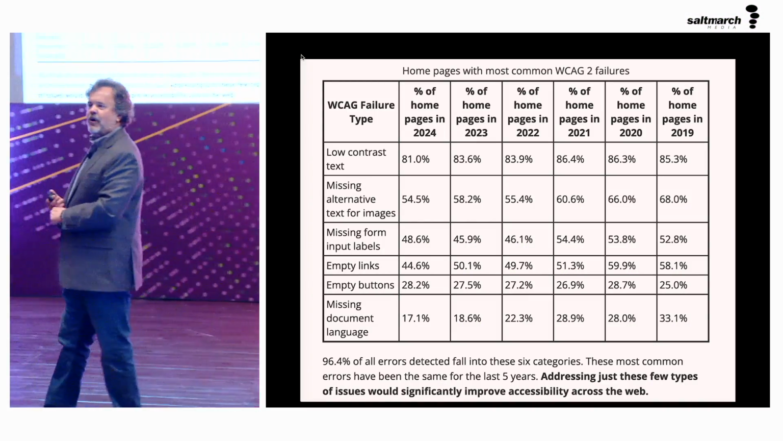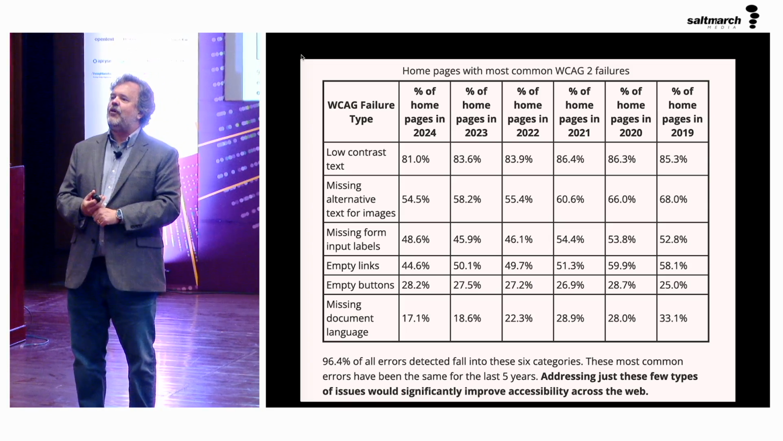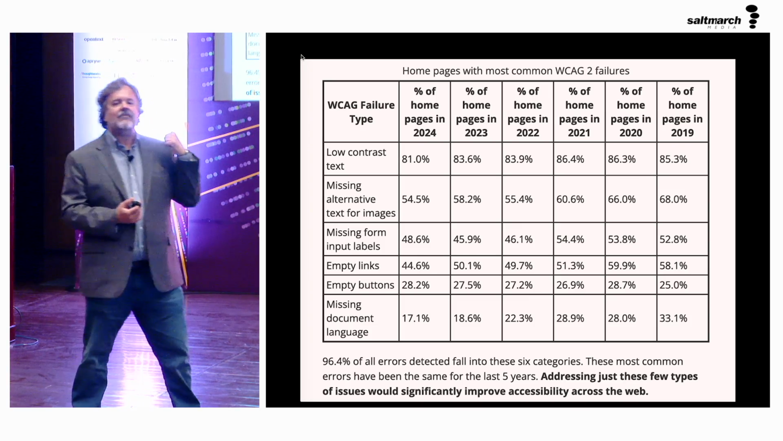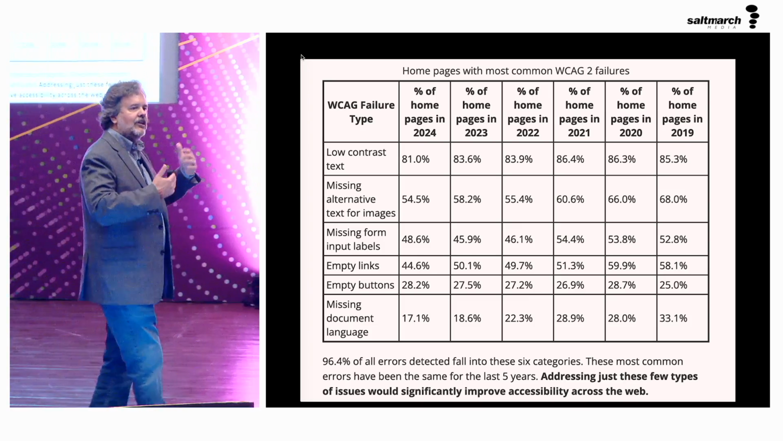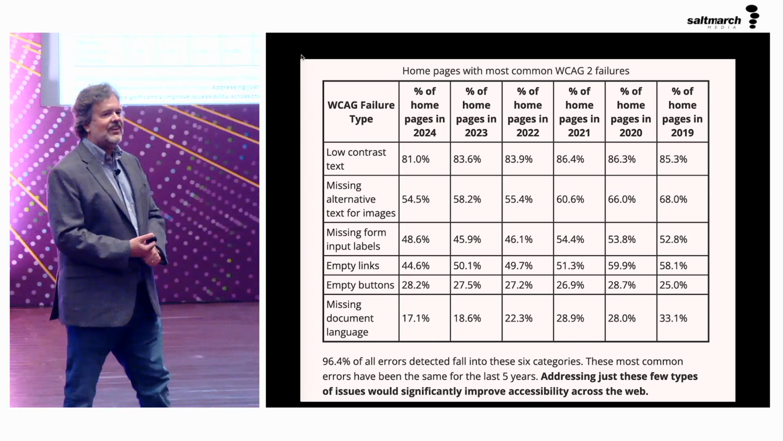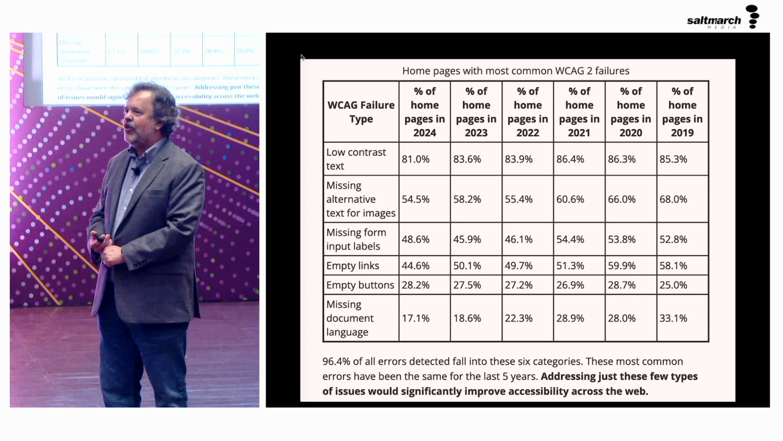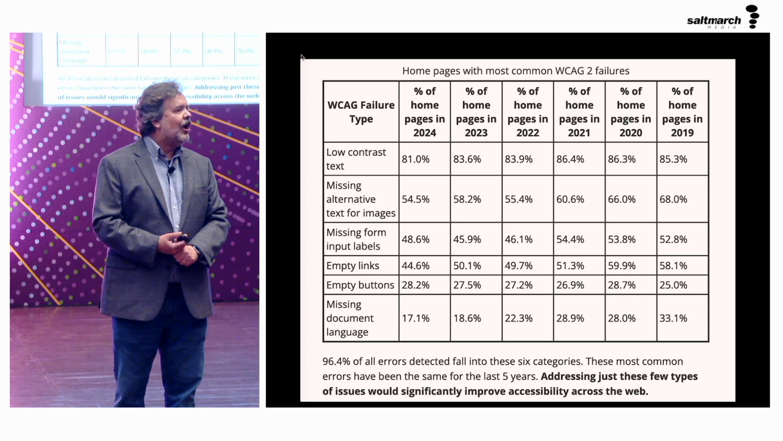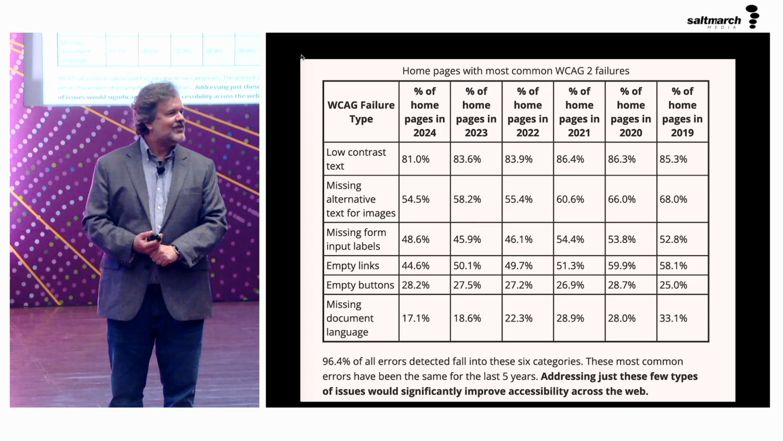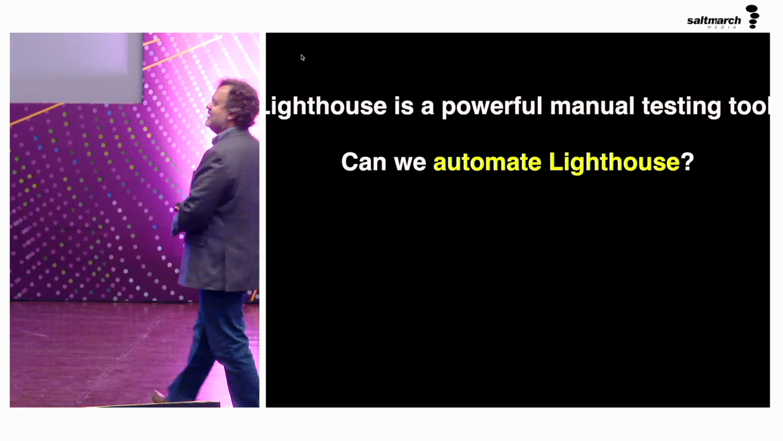I know the text is very small, but at the very bottom of this table, they say 96.4% of all errors detected were these 6. I'm going to say that again. 97% of all accessibility errors fall into these 6 categories. If you focused on fixing these 6 categories in your website, statistically speaking, you would be solving 97% of your accessibility issues. Hashtag fix the 6. Yeah? All right.